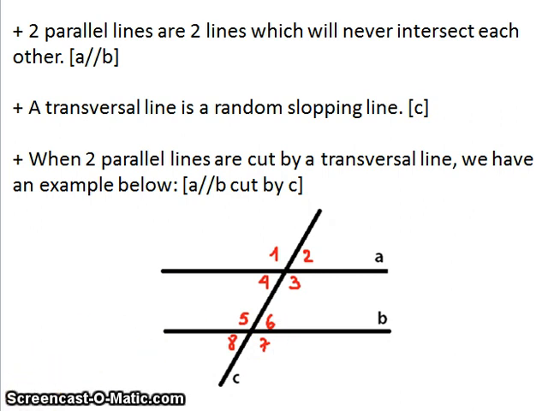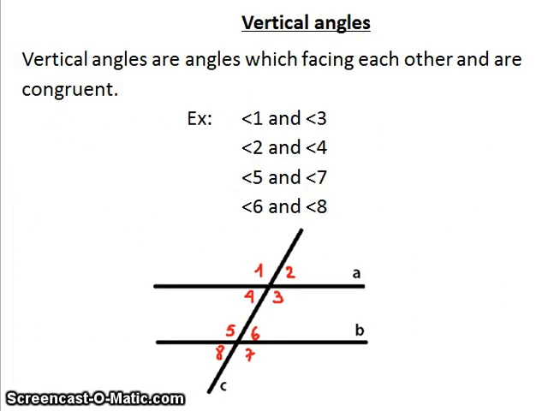And when two parallel lines are cut by a transversal line, we have some properties about the relationship of angles, as shown. First is vertical angles. Vertical angles are angles which face each other, and they are congruent. For example, angle 1 and angle 3, as you can see, they face each other and they are congruent. So on for angle 6 and angle 8.